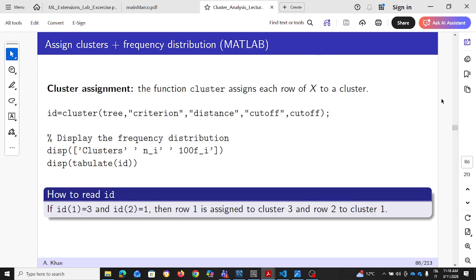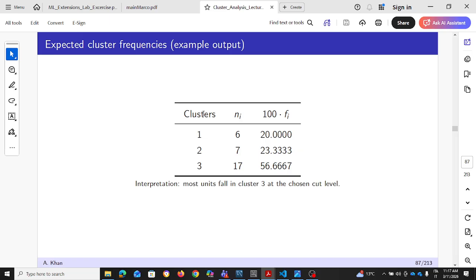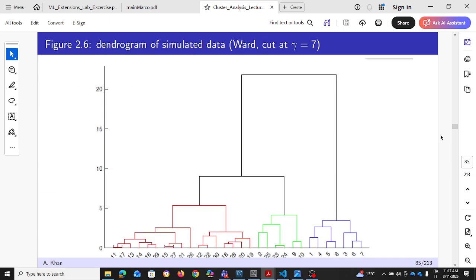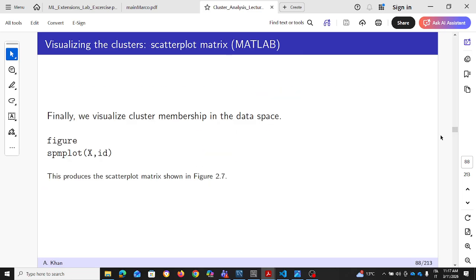And similarly, to know the frequency, like how many observations each cluster has, we use this function. We display the clusters and Ni. Ni is the index. And this argument gives you how many observations you have. So, for example, cluster 1 has 6 observations, which is like 20% of your complete data. Cluster 2 has 7 observations. Cluster 3 has 17 observations. And these all are below the cutoff value. Are we good? Anyone want to count? Okay, and then we plot.